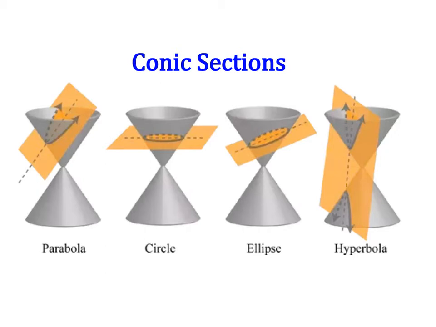So here you can see if you have a slanted plane like this, you're going to create a single parabola. If your plane is exactly parallel to the base of your cones, you'll create a circle. But as soon as that plane is no longer parallel, it's going to create a more oval shape, which is called an ellipse. And if you have a plane that is perpendicular to the base of your cones, it actually creates what's called a hyperbola, which is like two parabolas facing away from each other.